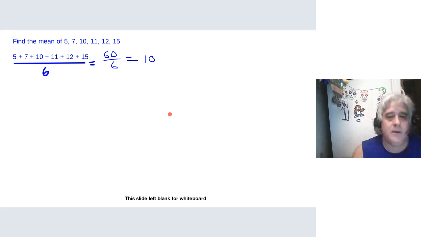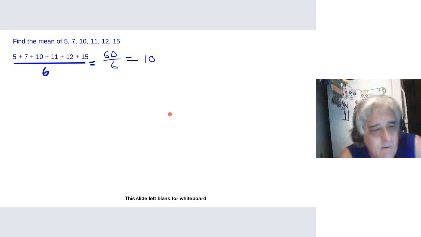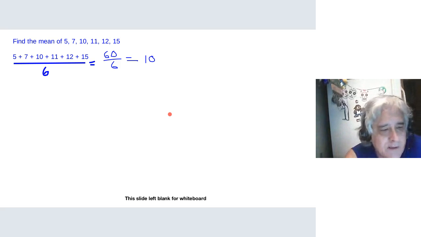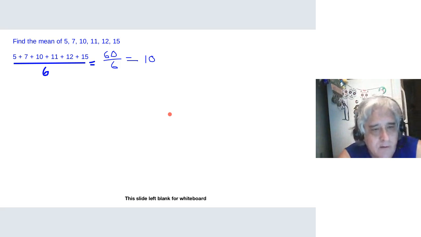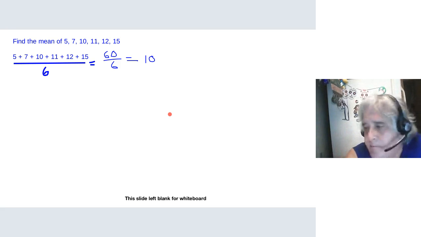So, I mean, we could think of those numbers as being anything. Let's just say they were all quiz scores for that matter. If you added all 6 of them up and divided by 6, then the average one is 10. The mean one would be 10.